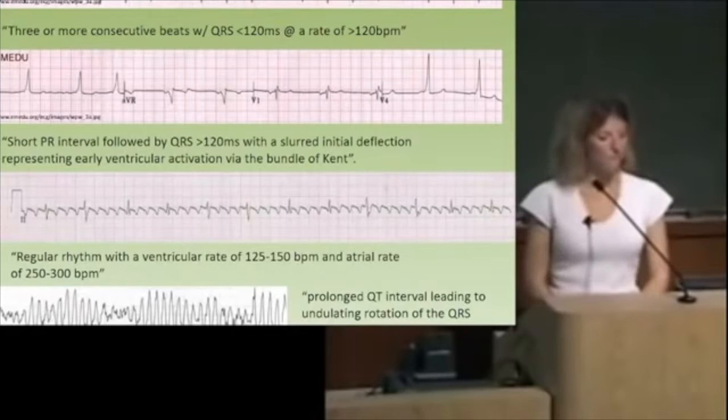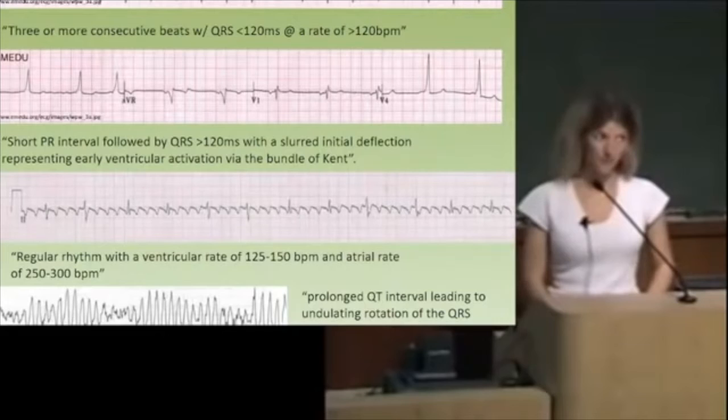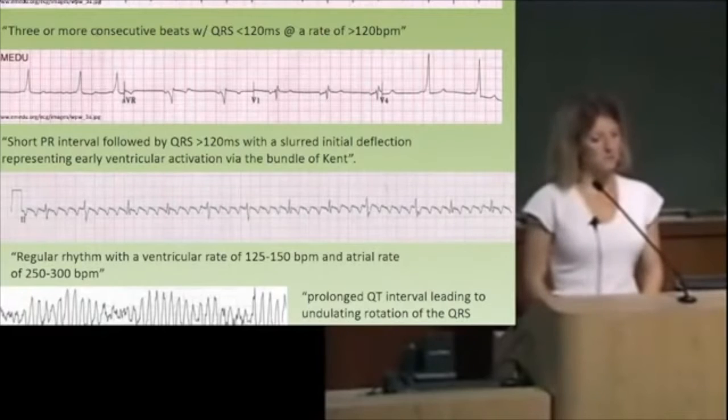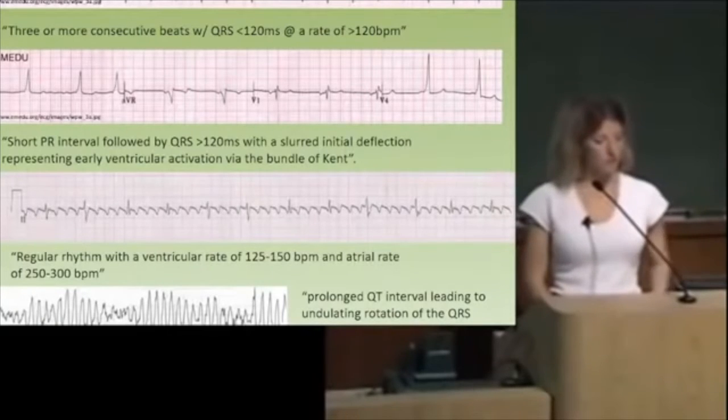Okay, so what about the third one? That's flutter. See the sawtooth? So they might describe it as regular rhythm with a ventricular rate that's between 125 and 150. And the atrial rate, that's even higher, about twice that, 250 or 300. So that's 2 to 1 if we've got that distinction between ventricular and atrial rate.